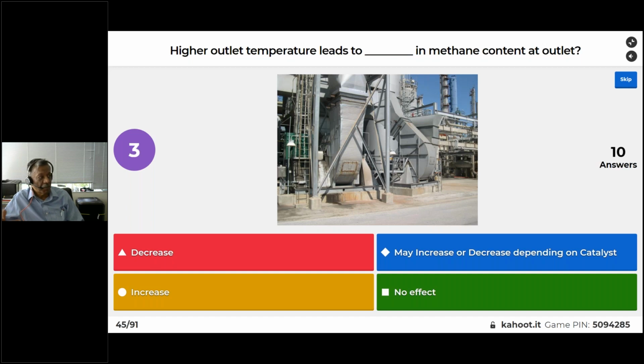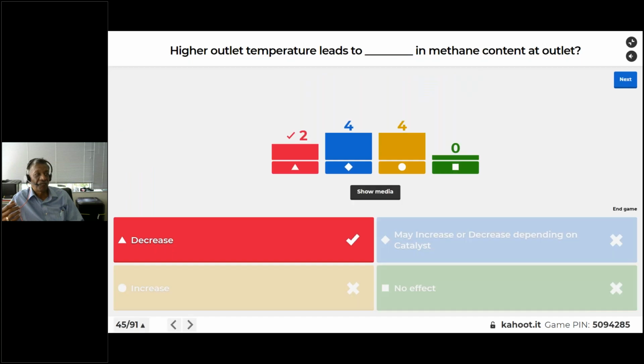Will it go up? Will it go down? Will it not have any effect? So only 2 of 10 people got it right. As the temperature goes up, the methane content will keep on going down.